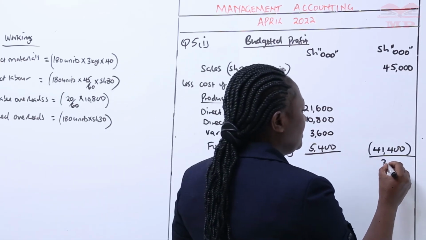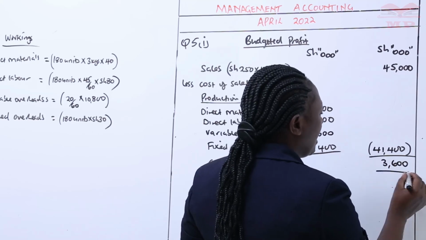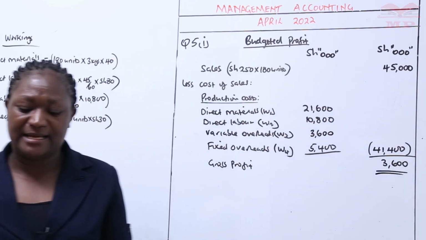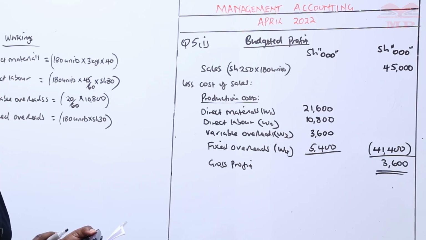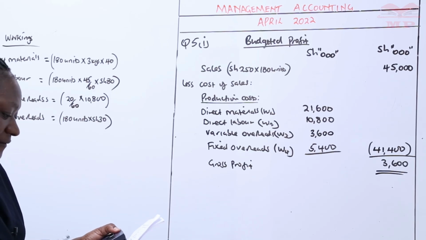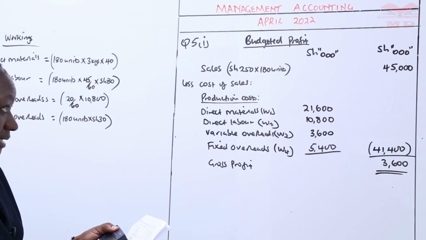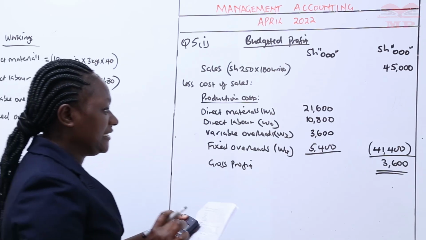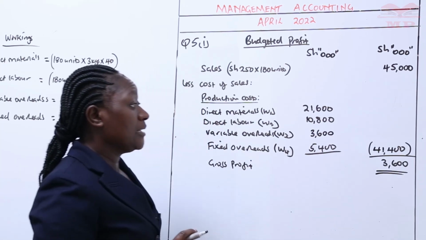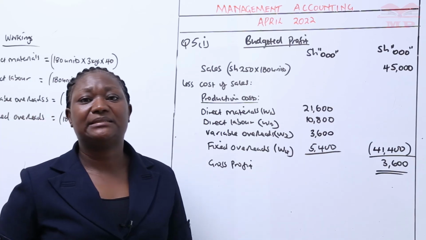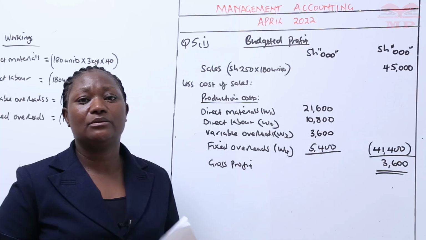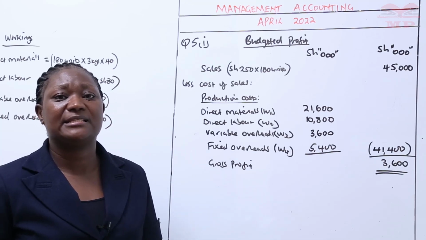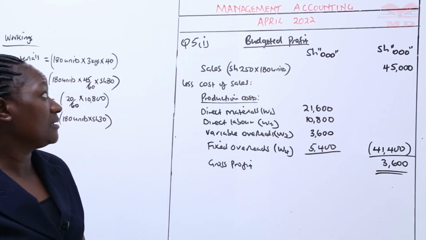So this gives a gross profit of 3,600. Since the sales were 45,000, minus 41,400, yes, it gives us 3,600. So since there are no expenses, the gross or the budgeted profit for this company will be 3,600. That's number 1 of that question.